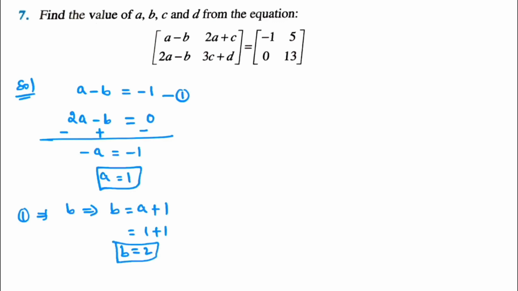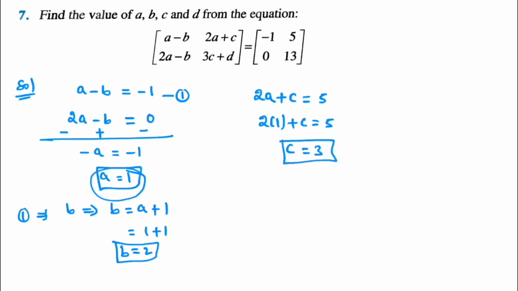You observe this one: 2a plus c is 5. What I'll do, I'll substitute this a value in this equation. Substituting 1, 2 plus c equal to 5, c equal to 5 minus 2, that is 3. So you got the c value. Now you need to find the d value. You observe this, 3c plus d equal to 13. I already know the c value now. The c value, substitute in this equation.